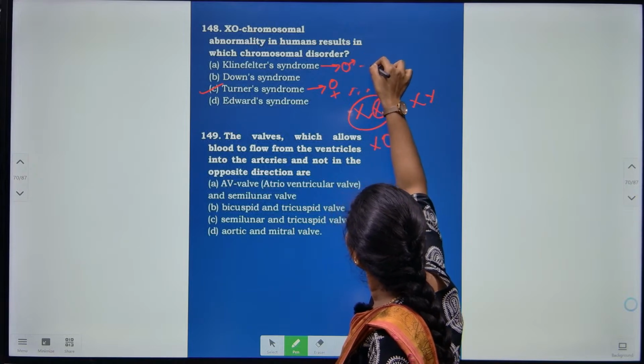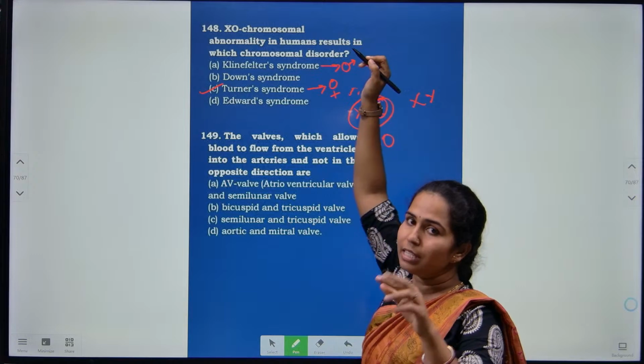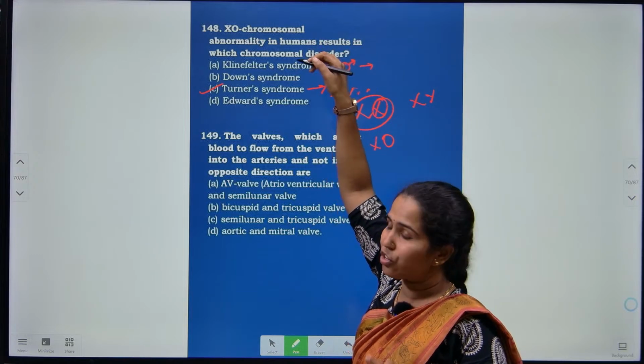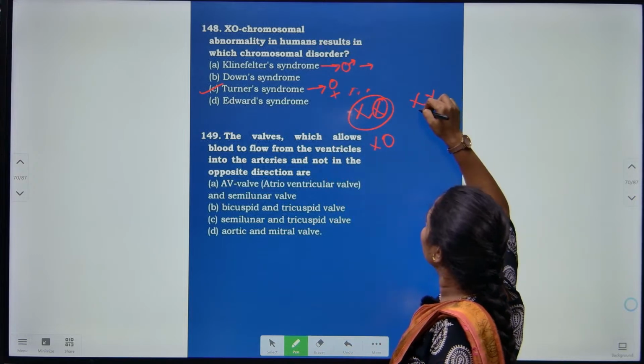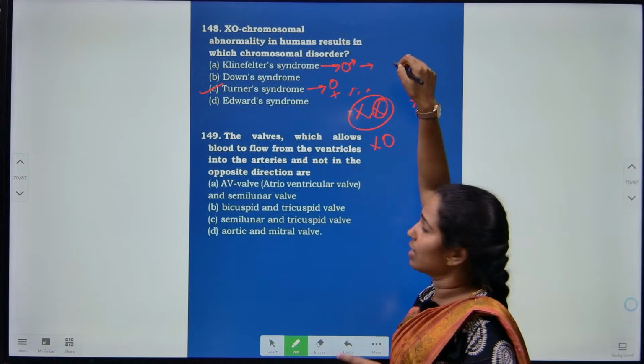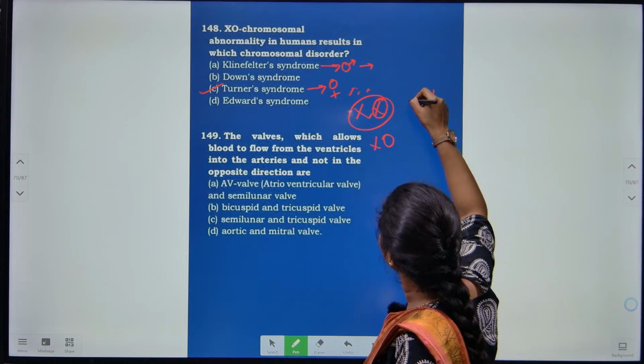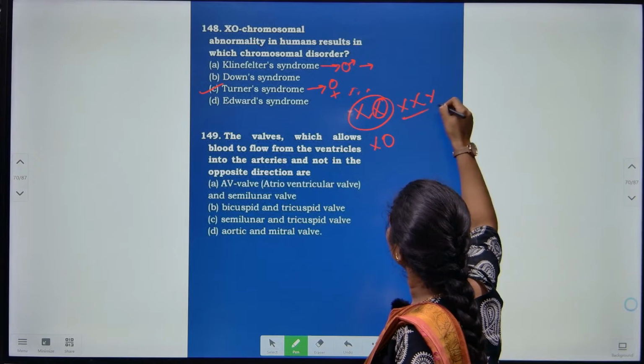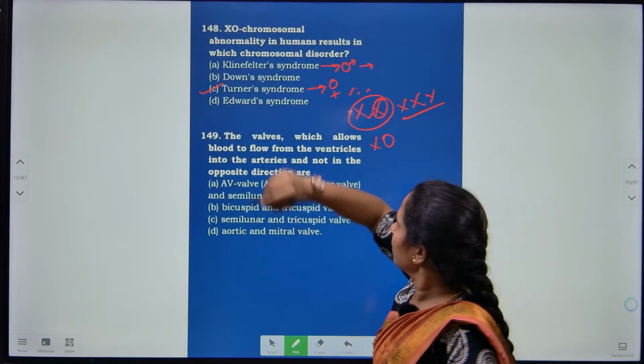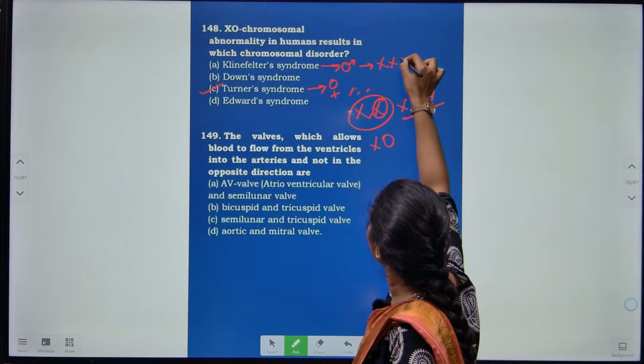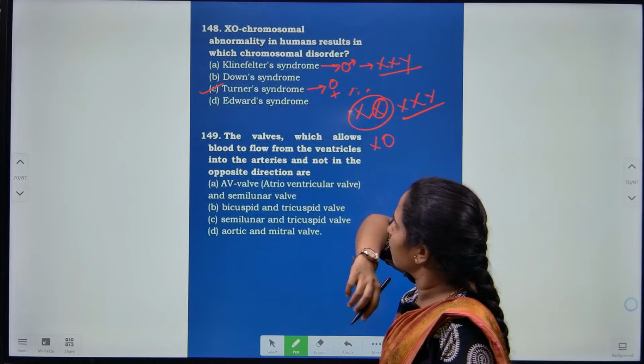In a male, the condition here is an addition of one extra X chromosome. So the normal condition of a male is XY. If there is an addition of an extra X chromosome, then the karyotype will be XXY here, which leads to feminine features here.